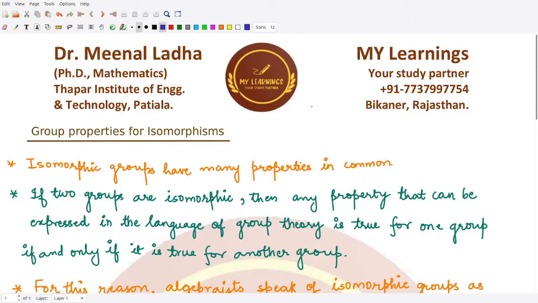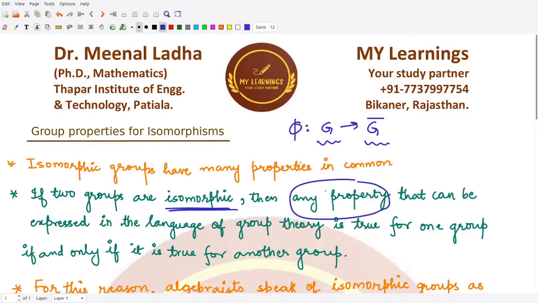In this video we are going to look at more properties, in fact the group properties whenever we have isomorphisms. So suppose we have an isomorphism phi from the group G to the group G bar, then what do we have? We already know that this group G and this group G bar have many properties in common, right? And moreover, we can say that if two groups are isomorphic to each other, then any property that can be expressed in the language of group theory is true for one group. Suppose it is true for this group, then it is also true for this group, and vice versa.